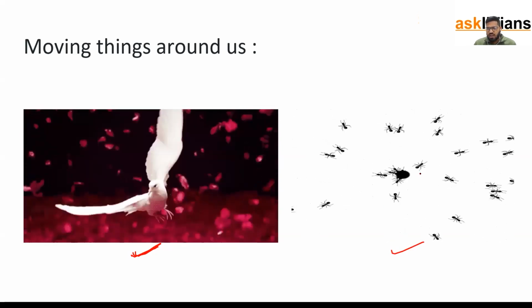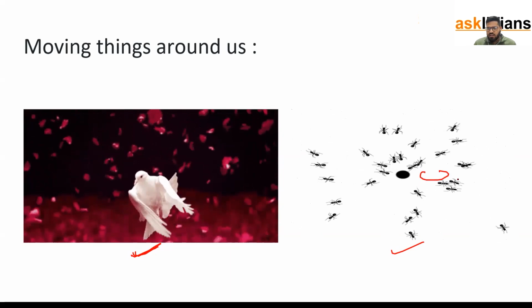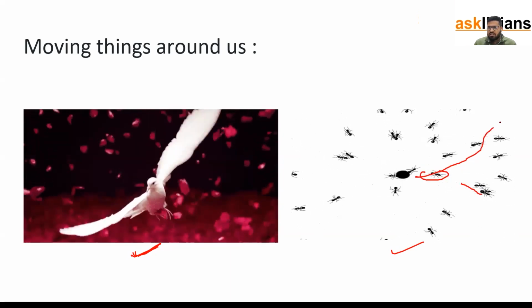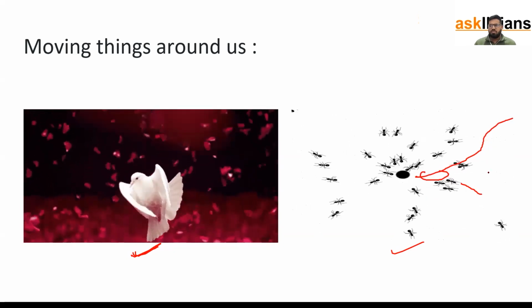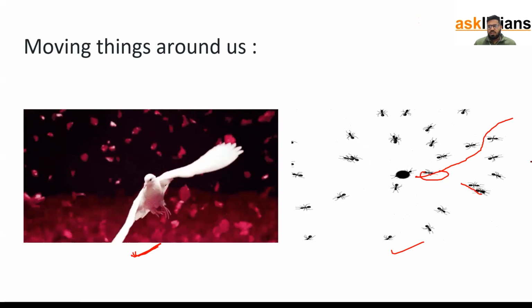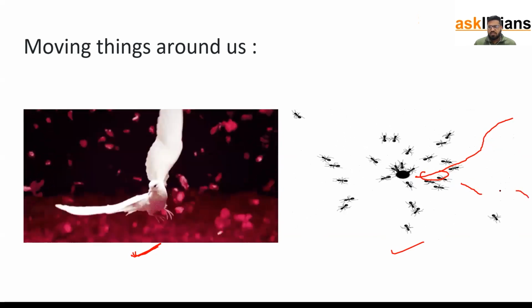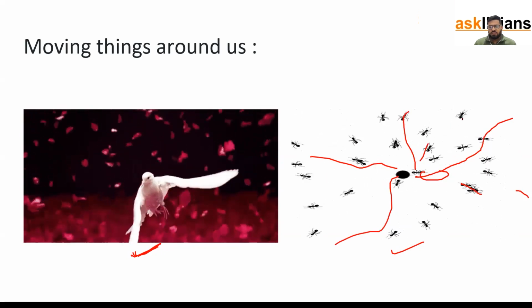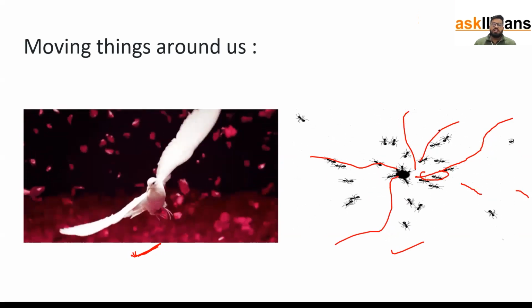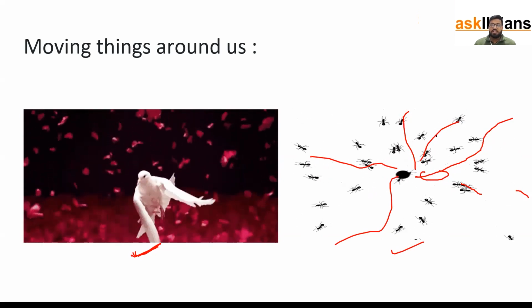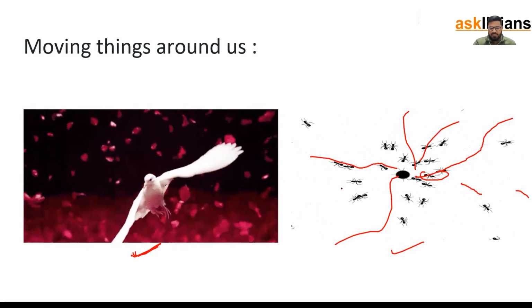If I take this particular ant and trace the motion of this single ant, you will trace the motion like this. If you carefully observe, you take one ant out of these numerous ants and observe its motion. The motion will be zigzag or something like that. So it is also changing its position. These are examples of moving things around us which constantly change their position as time progresses.